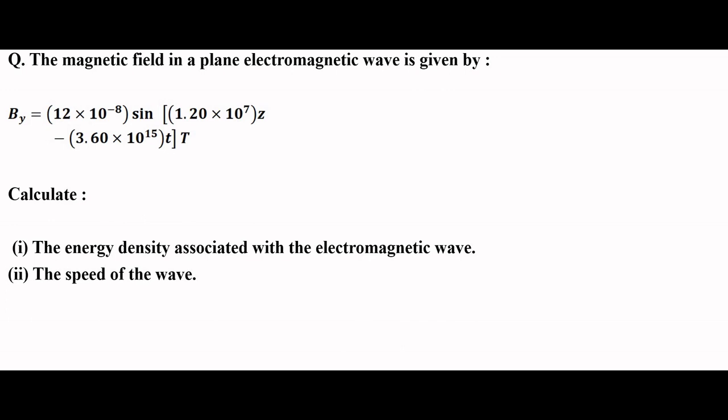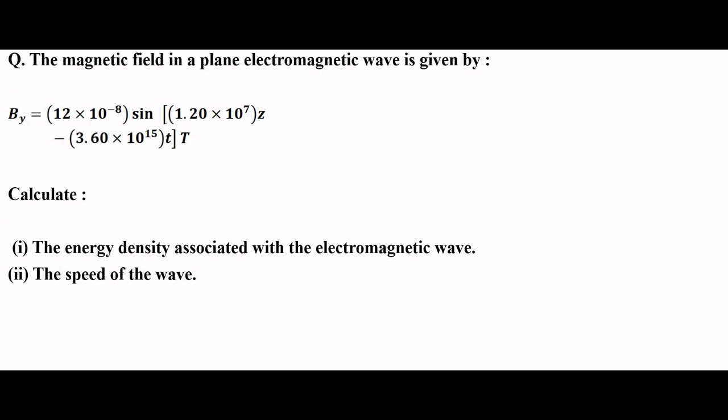So here is another question on properties of electromagnetic waves. It is given that the magnetic field in a plane electromagnetic wave is given by By = 12 × 10^-8 sin(1.2 × 10^7 z − 3.6 × 10^15 t) Tesla, where t is time.